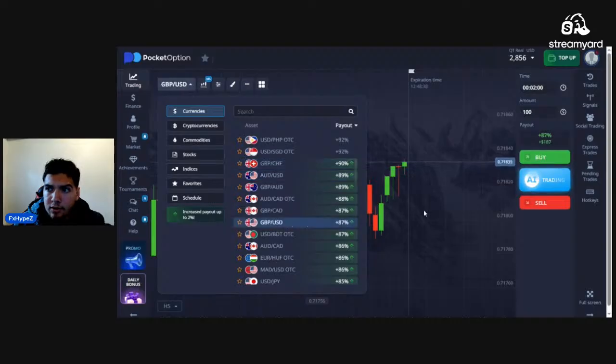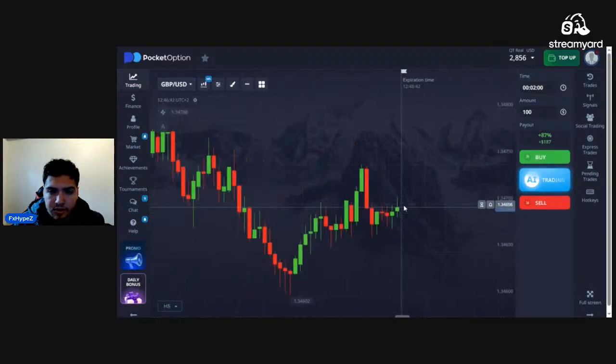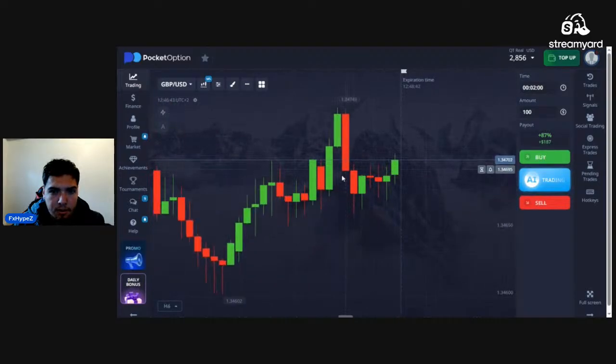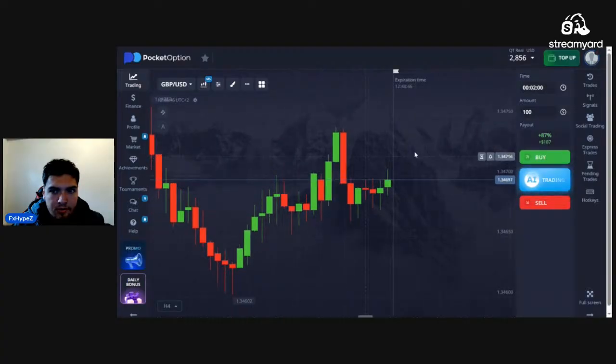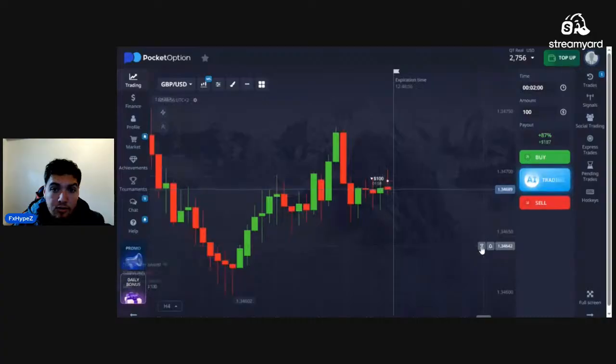So yeah, let's see. We'll go with GBP USD. What is GBP USD saying? Okay, so we're getting a little bit of bullish momentum here on GBP USD, an 87% payout. I'm predicting the AI is going to buy here, a 1 or a 2 minute buy. Let's see what happens. It sold. Okay, it sold. The AI decided to open a sell.